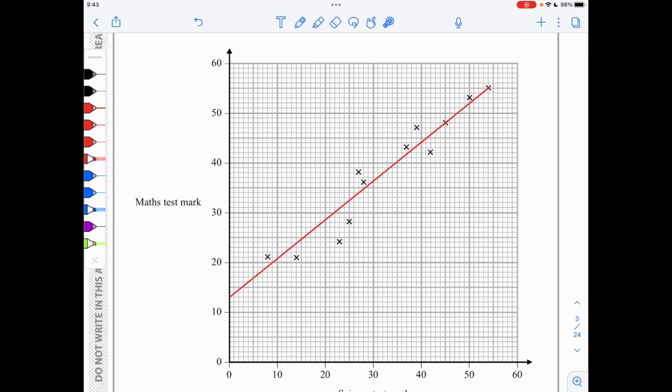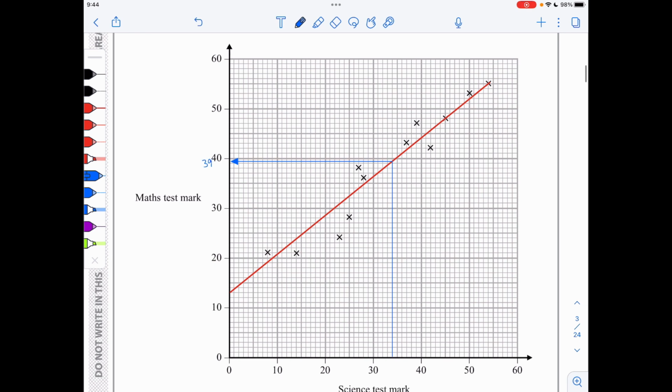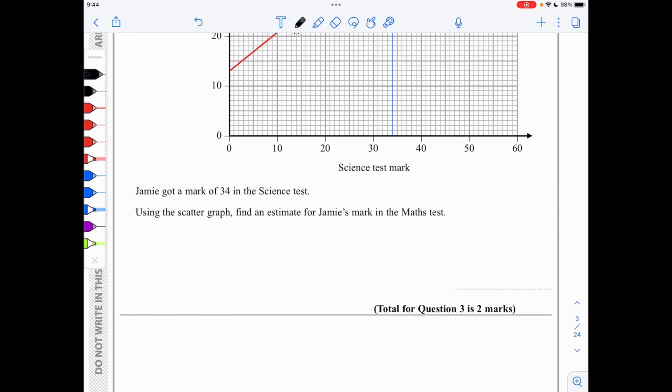Obviously, everyone will draw something similar yet not identical, and then we go from 34 up and to the left to read off a value of 39. So our answer will be 39. However, do bear in mind that the examiner is accepting here anything between 35 to 42.